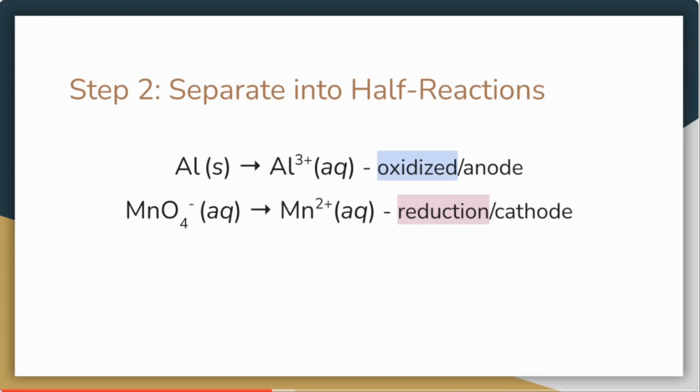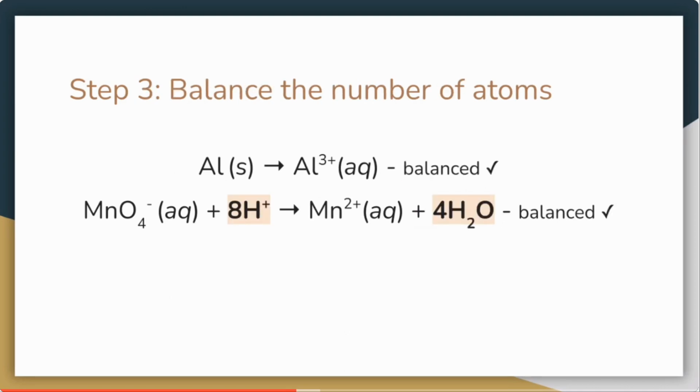We then do the same thing for the manganese ion, but this time, since we are going from a +7 charge on the manganese to a +2 charge, we know that this is being reduced. This automatically makes this the cathode as well. Once we have separated the half reactions, we can begin step 3, which requires us to balance the number of atoms. We balance the atoms and do not pay any attention to the charges on the ions just yet.